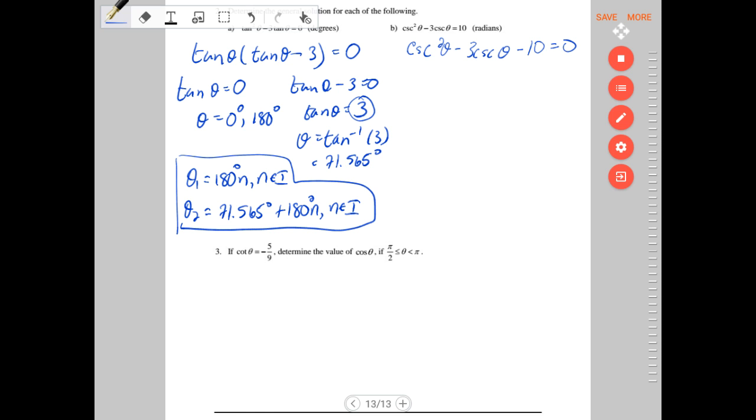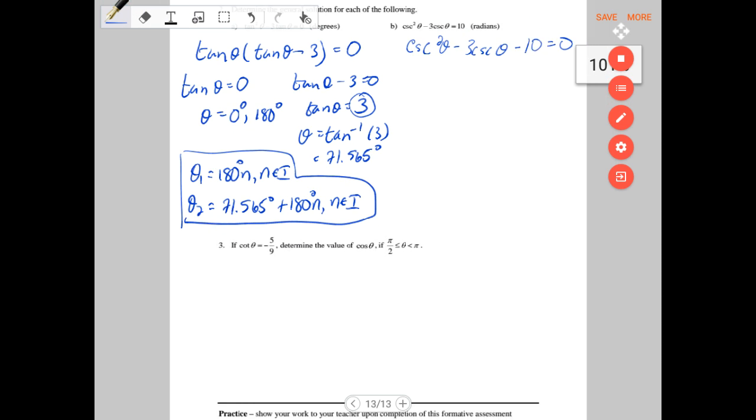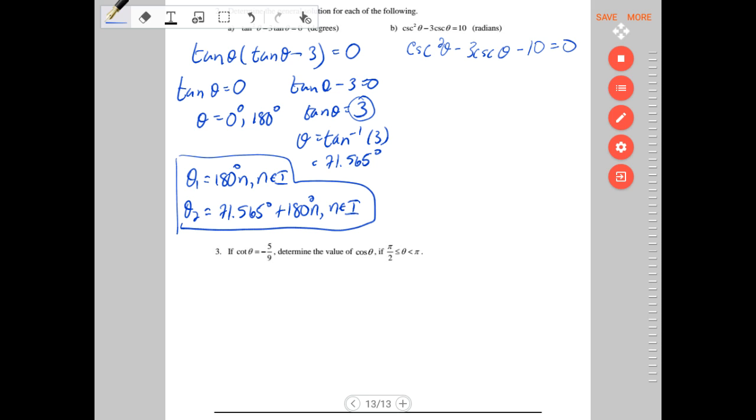So what we're going to do then is we get cosecant theta and cosecant theta, and that's going to equal 0. What multiplies to 10 and has a difference of 3? We're going to use 5 and 2. Good, because it's a negative 3 and a negative 10, one has to be negative, so we're going to make the bigger one negative to get a negative 3, and the other one has to be positive.